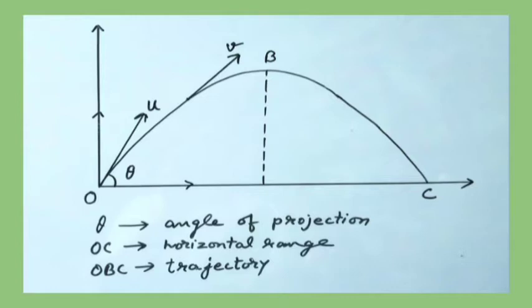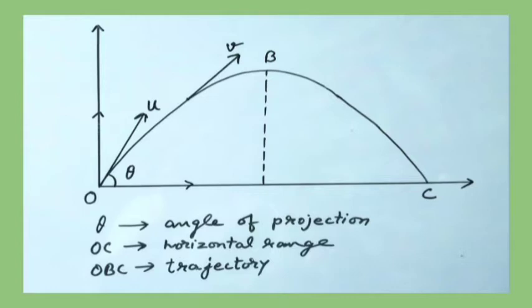A projectile moves under the combined effect of two velocities. One is a uniform velocity in the horizontal direction which remains constant throughout. And the second is a uniformly varying velocity, either increasing or decreasing, in the vertical direction under the influence of gravity.